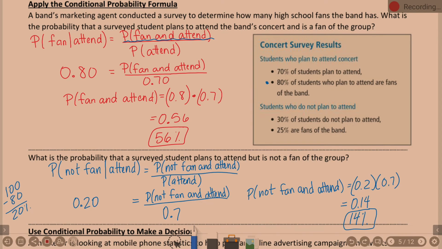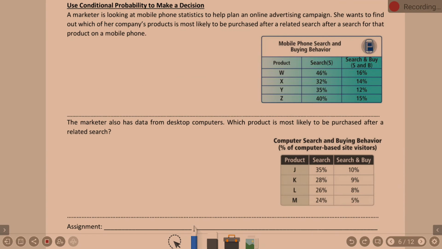Last piece, using conditional probability to make a decision. Notice, a marketer is looking at mobile phone statistics to help plan an online advertising campaign. She wants to find out which of her company's products is most likely to be purchased after a related search, after a search for that product on a mobile phone. Okay?